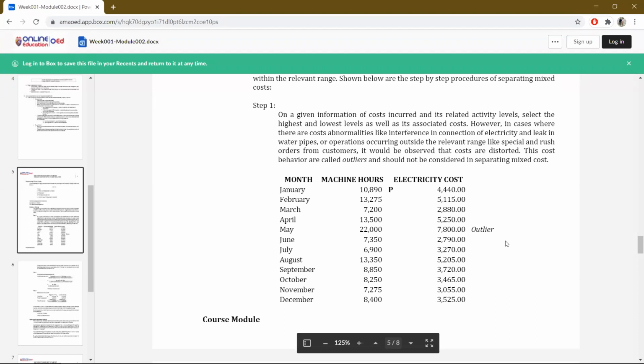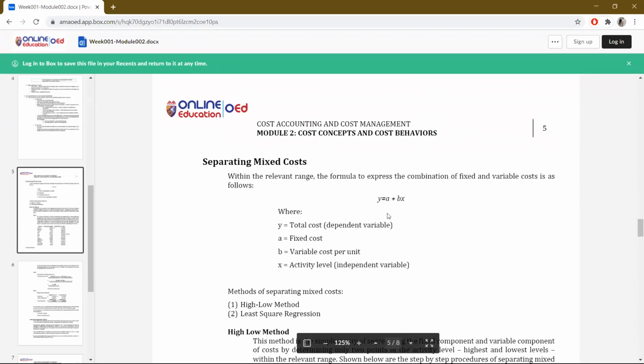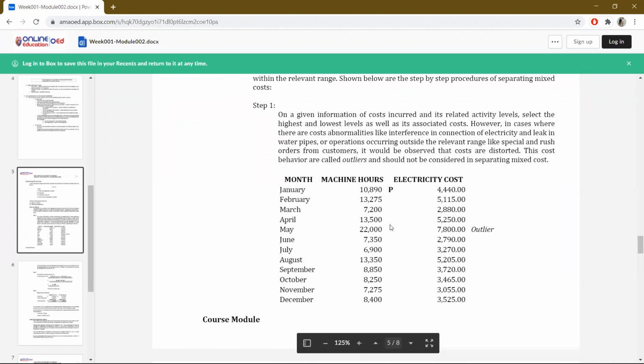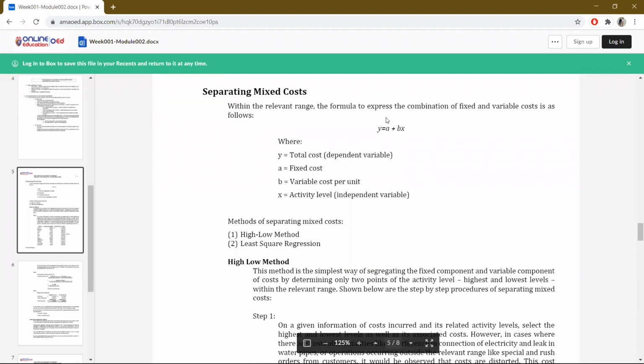So disregard it. And then what we're going to do next is to determine the value of the variable cost. To get the value of the variable cost, we just need to use the formula. Substitute the value of either the highest activity level or the lowest activity level. So given the cost, let's say for the highest, our highest was for the month of April. So we substitute into the formula to get the value of A.